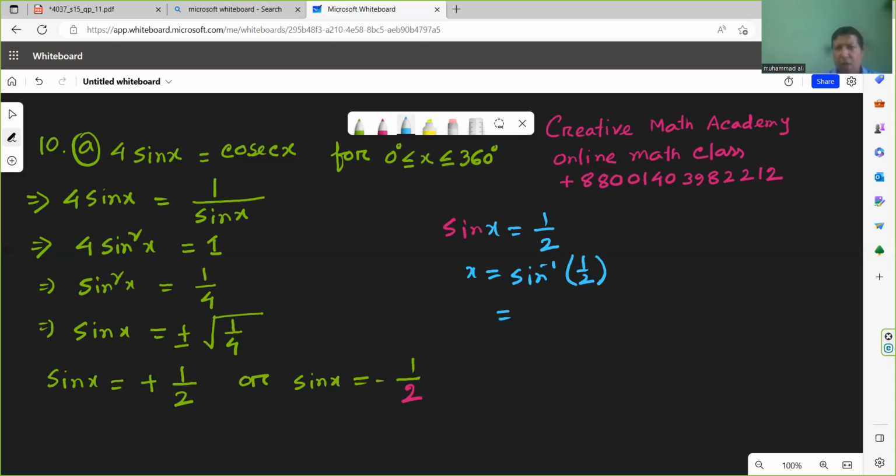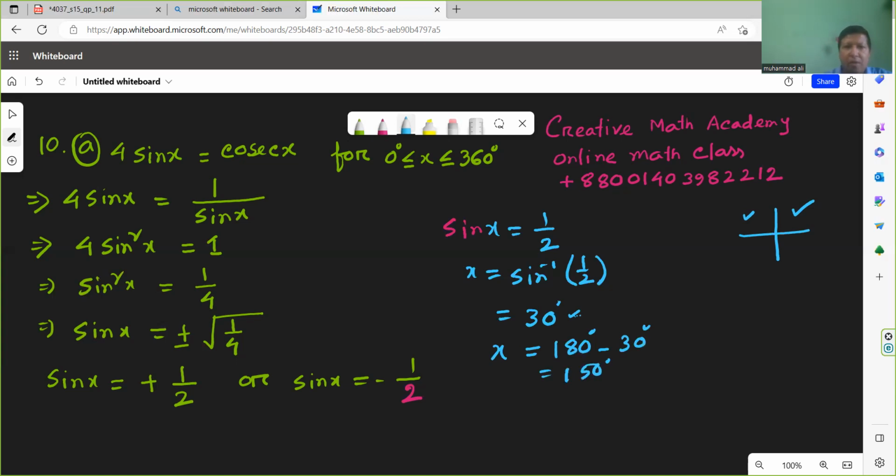So now we'll search where sin is positive. Between 0 degrees to 360 degrees, sin is positive in the first quadrant and second quadrant. This result is already in the first quadrant. So the second quadrant result we get is x equals 180 degrees minus 30 degrees. So it will be 150 degrees.